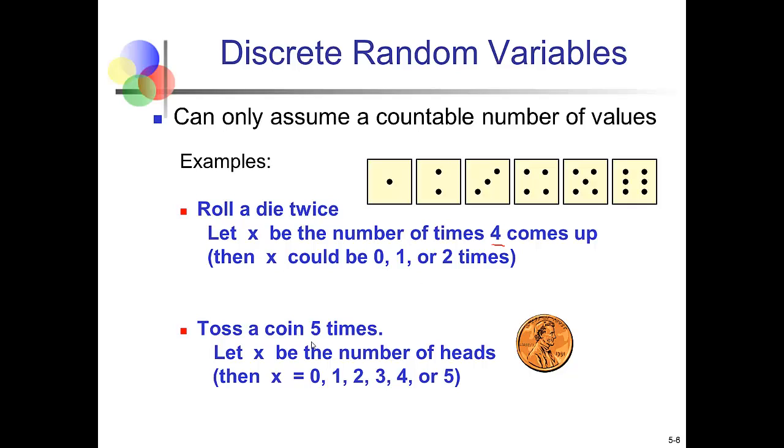A similar example, if we toss a coin 5 times, x could be the number of heads that come up. So if we toss the coin 5 times, we might get no heads, 1, 2, 3, 4, or 5. Those values are our possible values for the random variable x.